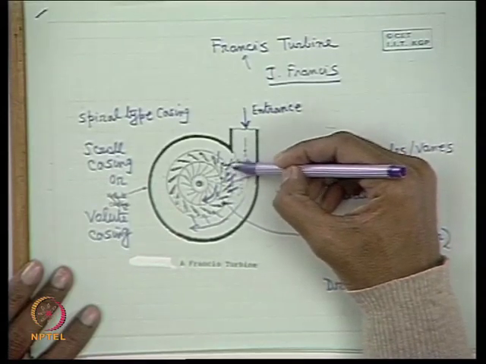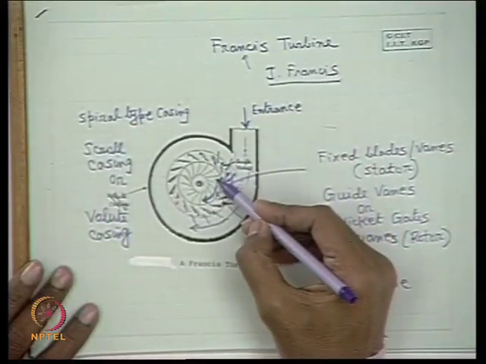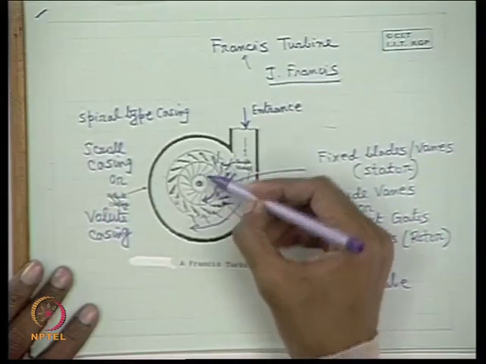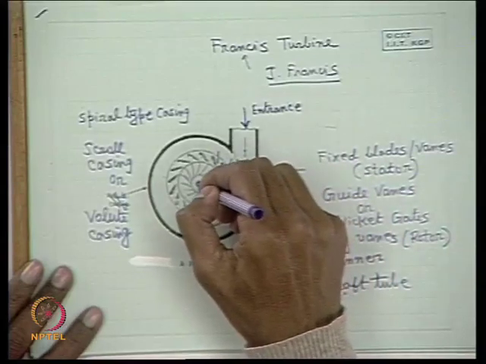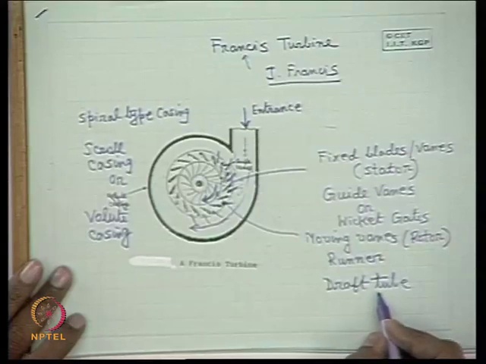So the radial and tangential velocity both make a plane, which is the horizontal plane. Then while coming out of the runner, the fluid is turned axially. Axially means in the direction of the axis of the shaft, and it flows through a draft tube.